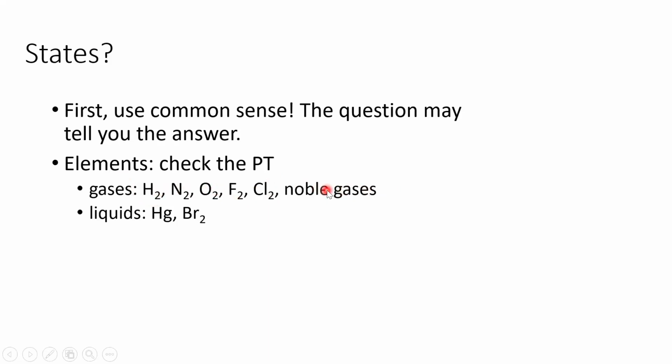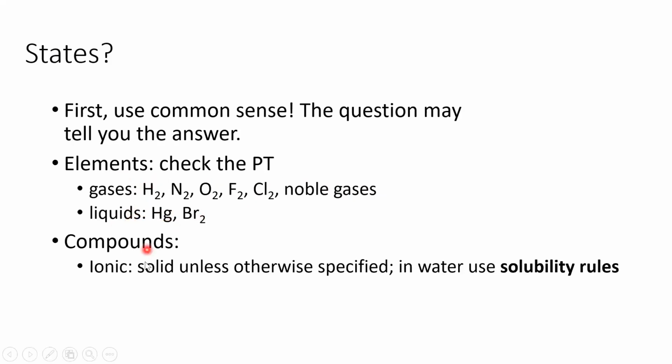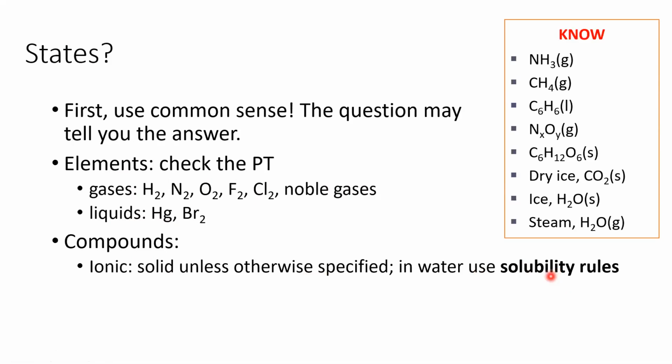It kind of makes a 7 in the upper right-hand side of the periodic table, with the exception of hydrogen, which is a little unusual. We talked about how mercury and bromine are the only elements that are liquids at room temperature. Compounds are typically solids unless it's specified otherwise. And we're going to start looking at solubility rules in just a minute. Now, some things that we should just be aware of because we're going to use them pretty often.